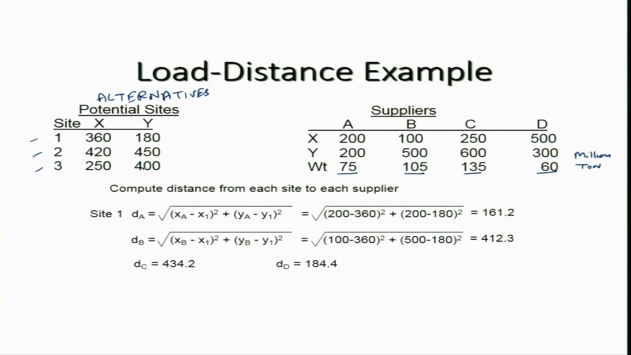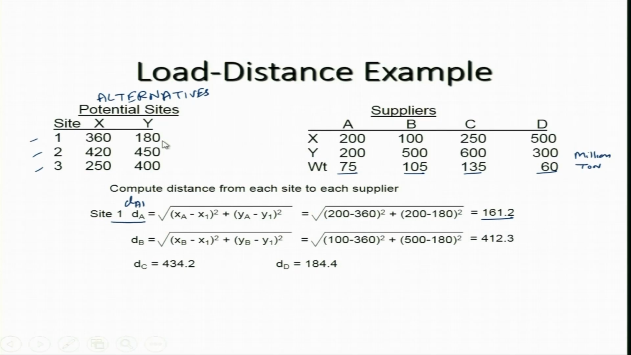I have to select, out of the 3, which one is best suited based on the load distance technique. So, I will calculate the distance between site 1 and supplier A. This is the distance between site 1 and supplier A. We can call it D A 1 also, and it is calculated as the square root of (200 minus 360) whole square plus (200 minus 180) whole square. So, we will get the distance between facility 1, proposed site 1, and supplier A.